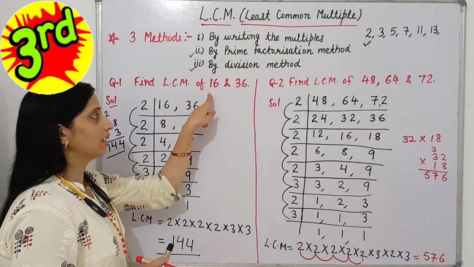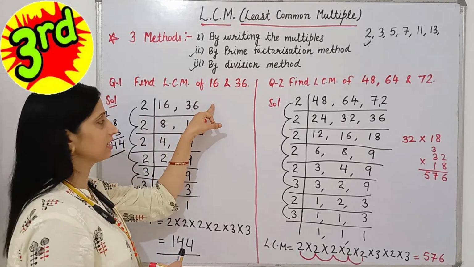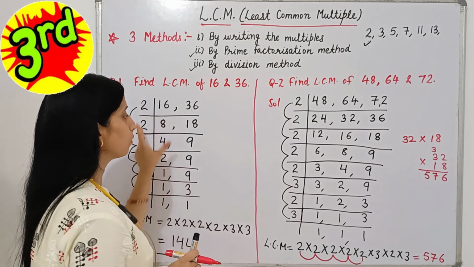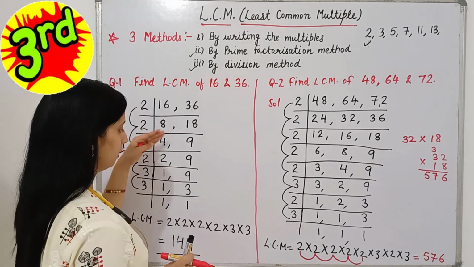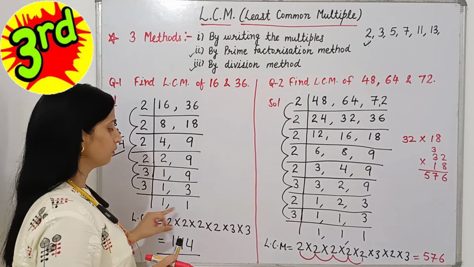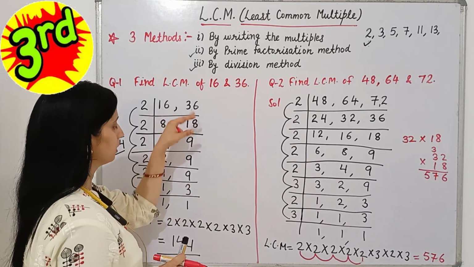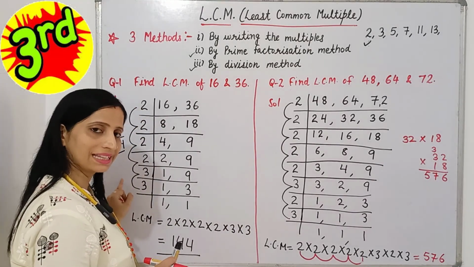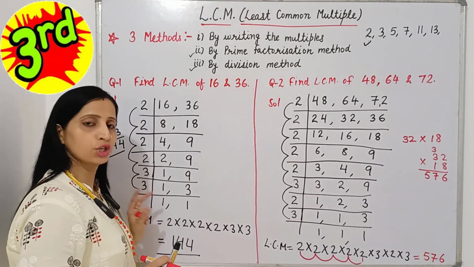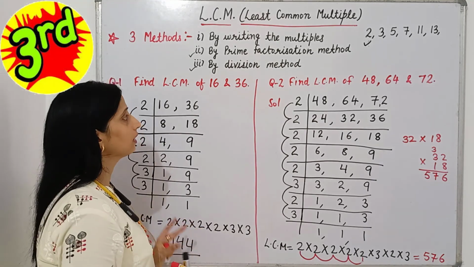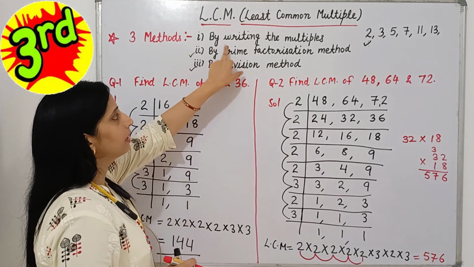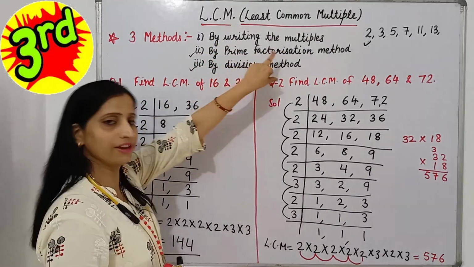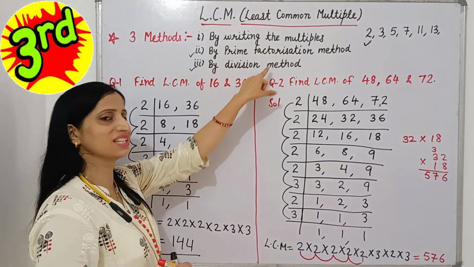Okay. So what you have to do? You have to just write down the given numbers in a line and separate the given numbers by a comma. Then start dividing by the lowest possible prime number. Then do this till we get 1. Divide the numbers till we get 1 at the bottom. Then multiply all the factors and we will get the LCM of the given numbers. So I hope that now you understood how to find out the LCM by using all three methods: by writing the multiples, by using the prime factorization method and by using the division method.